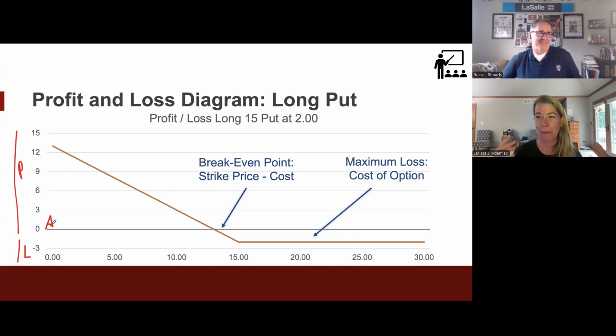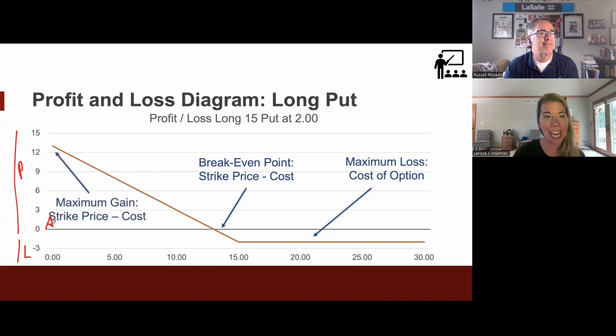So we've got the benefit of the short stock without that huge downside risk. It's pretty slick. Our maximum gain is going to be the strike price minus how much we paid for it. So very similar to when we talked about that long call, if we were to layer on a short stock here, we wouldn't receive the entire amount. We would always have that drag of the price that we spent.